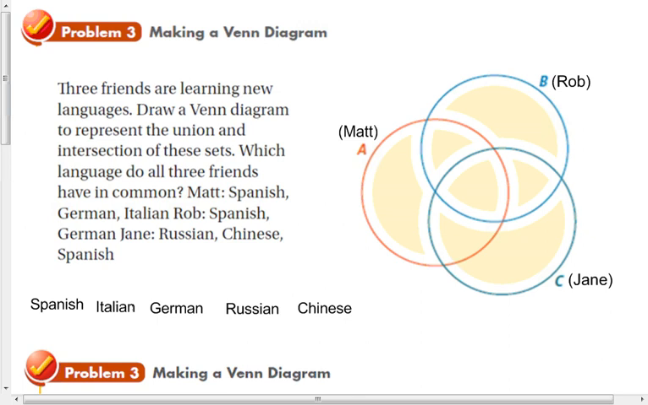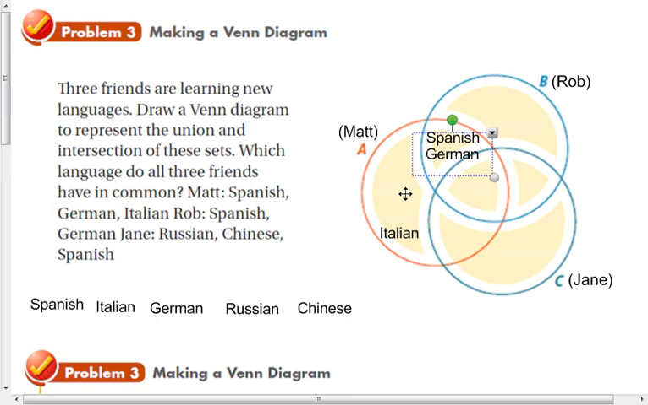So Matt has Spanish, German, and Italian. So for Matt, we'll put Spanish, German, and Italian there. And then Rob has Spanish and German. So Rob has Spanish also, so I'm going to move this Spanish so it's in both Matt and Rob. Rob also has German, so we'll move that up there.